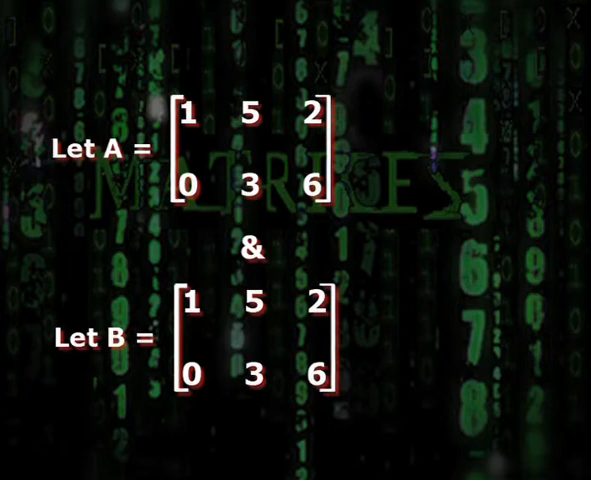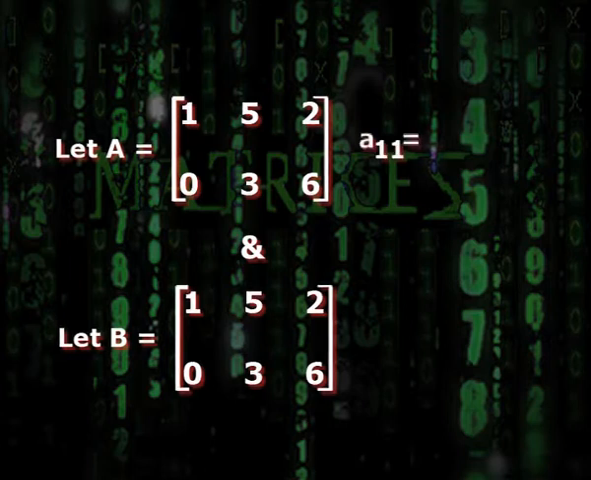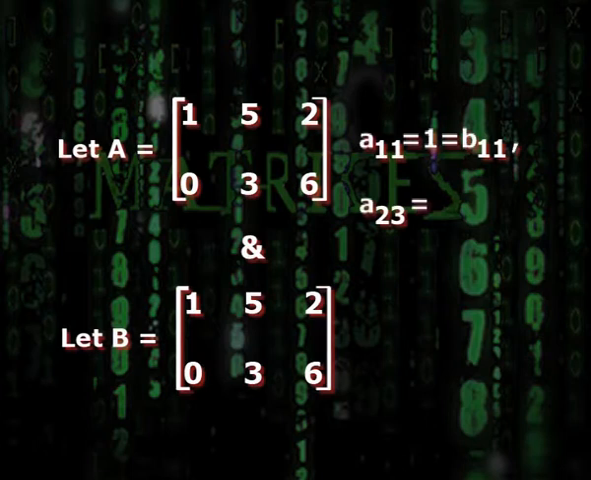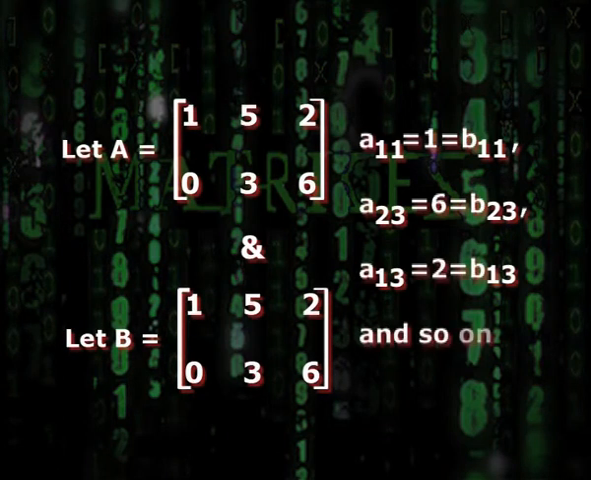Here, both A and B are of the same order, and the order is 2 by 3. And therefore, we see that A11 equals 1, which is equal to B11. Similarly, A23, which is equal to 6, is also equal to the element B23 in the next matrix. Similarly, A13 in the first matrix equals 2, which is equal to B13 in the second matrix, and so on. Thus, the two matrices are equal, that is, A equals B.